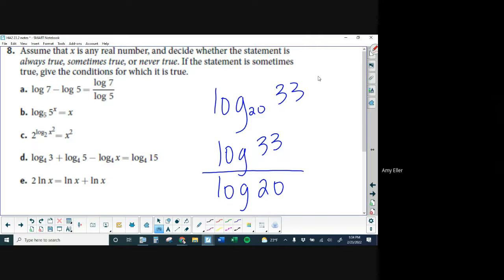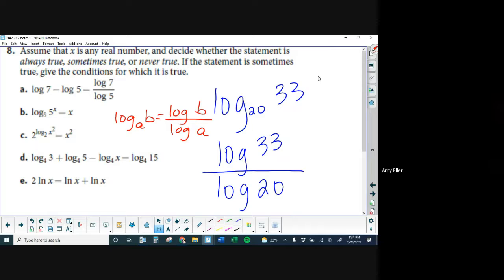Wyatt, you got a formula? What do you have? I have log base A of B equals C. Is that what you ended with? Log base A, B equals C? Then it will be log B over log A. There we go.